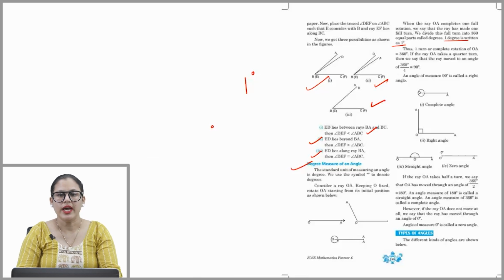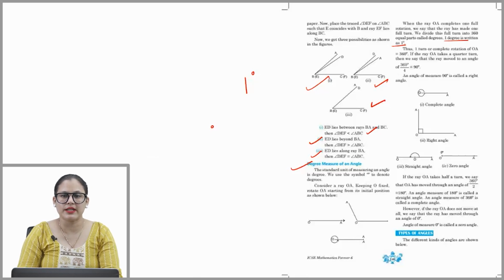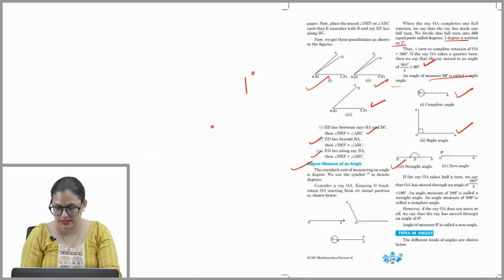If the ray OA takes a quarter turn, then we say that the ray moved through an angle of 360 divided by 4, which is equal to 90 degrees. An angle of measure 90 degrees is called a right angle, which you already know, right? This is a complete angle, this is a right angle, this is a straight angle, and this is a 0 angle.